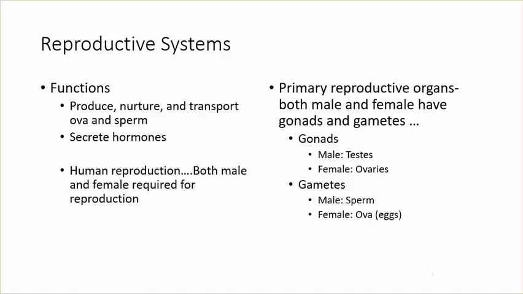Now, after the gametes are made, they have to be nurtured, they have to be taken care of, right? They have to be transported, and they have to mix, they have to come together. So the organs that produce the gametes are called the gonads. In men, the gonad is the testes. In women, it's the ovary. Right? So the testes and the ovaries are gonads, and they produce gametes, which are sperm and ova.